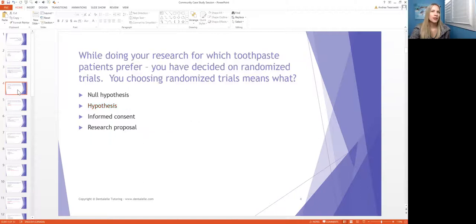Okay, so let's go through another question here. While doing your research for which toothpaste patients prefer, you have decided on randomized trials. You choosing randomized trials means what? So what does that mean? You are looking at the type of samples to pick from. As soon as you have the question, which toothpaste patients prefer, you have to think, well, how am I going to research this? Who will I be picking to test out the toothpaste or to let me know which toothpaste they prefer? So that's the next step to think about, right?